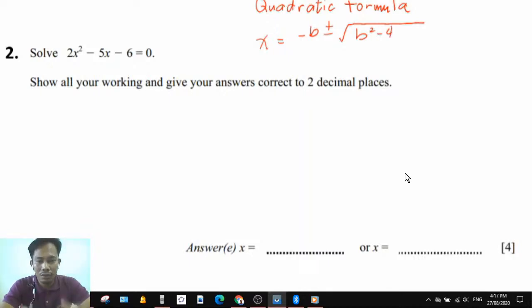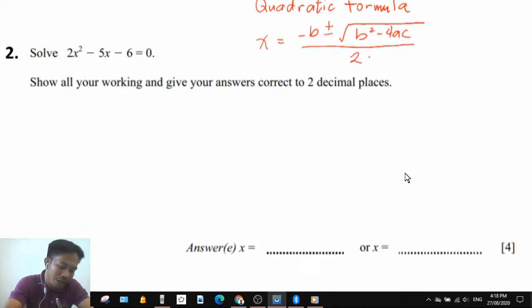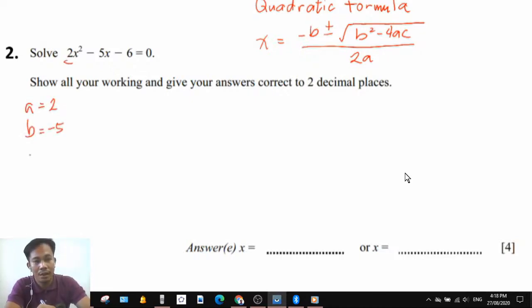So, how will I find out what is A, what is B, what is C? It's the same thing. I have written a while ago, ax squared plus bx plus c. So, what is the A? It is 2. A is 2. B is negative 5. C is negative 6. So, I'll just change the formula with reference to the A, B, and C.